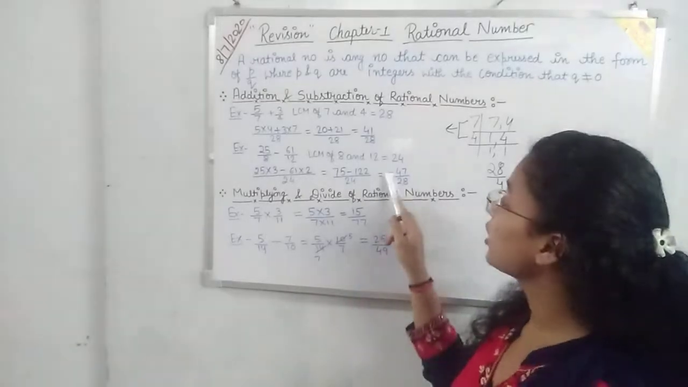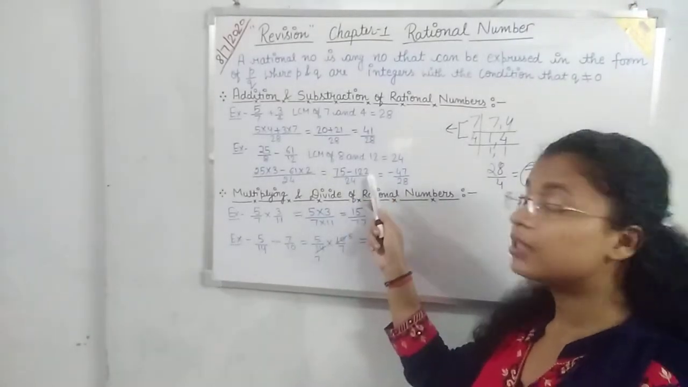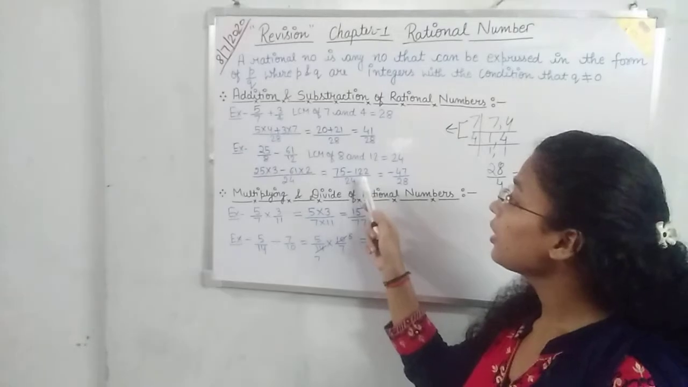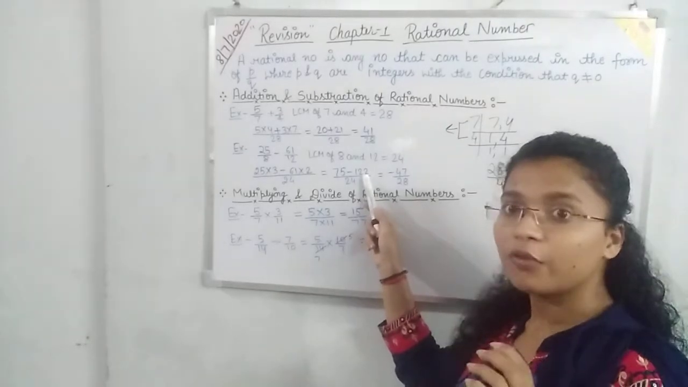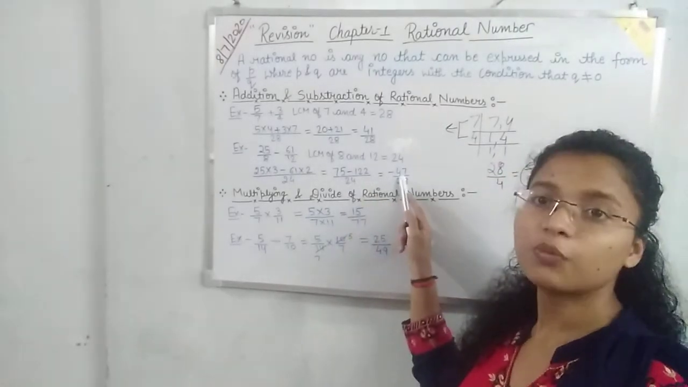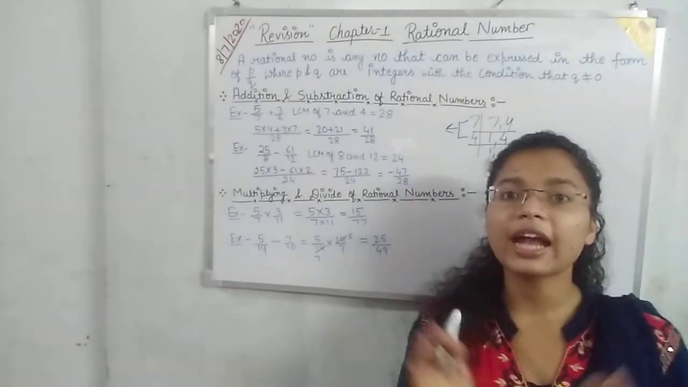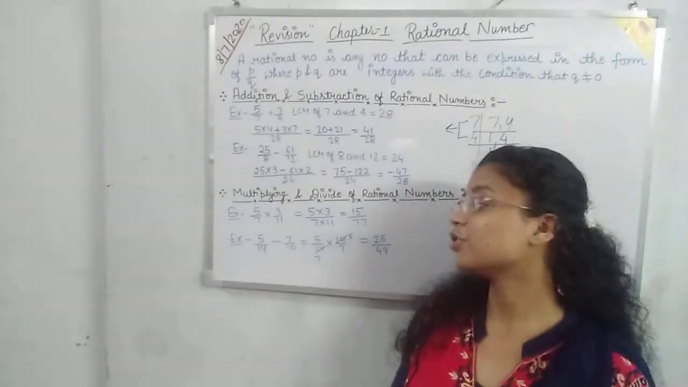Why have I written here a minus sign? Because 75 is less than 122, and the sign of 122 is minus. That's why I am writing here minus 47 upon 24. Okay. So this was the addition and subtraction of rational numbers.